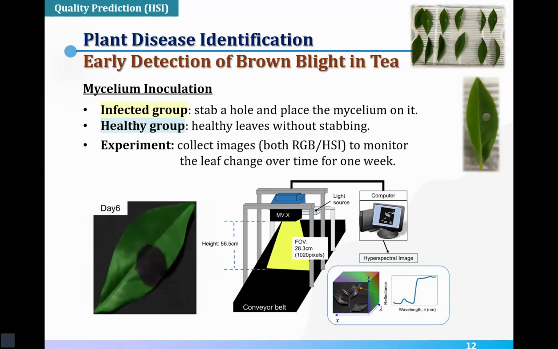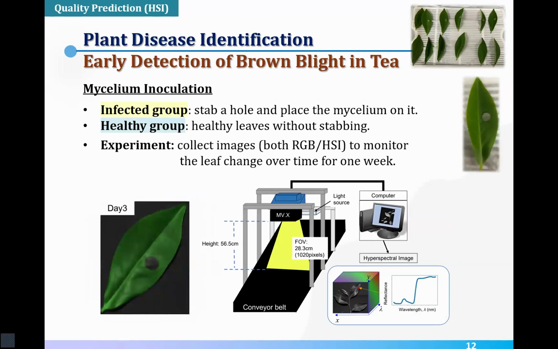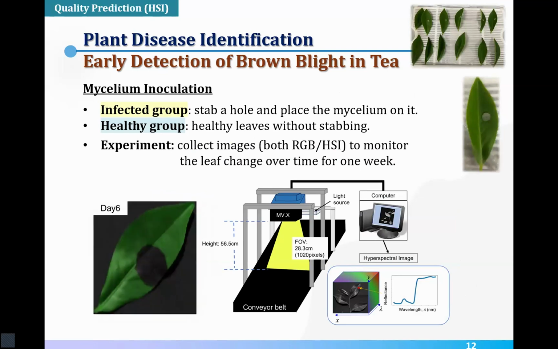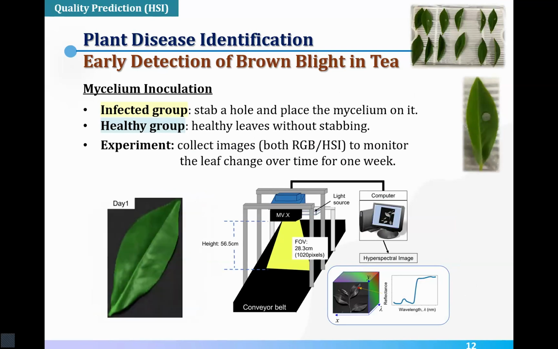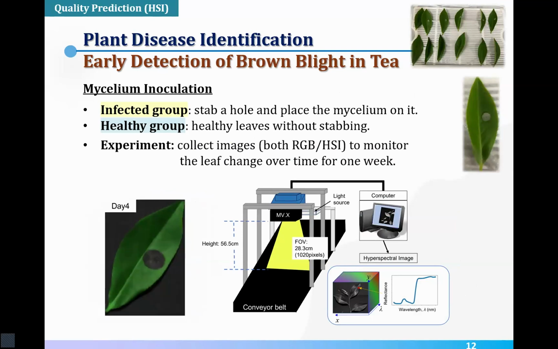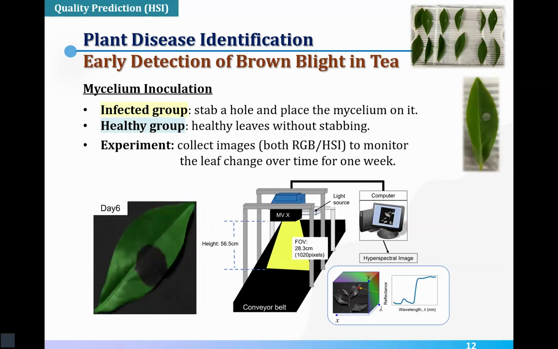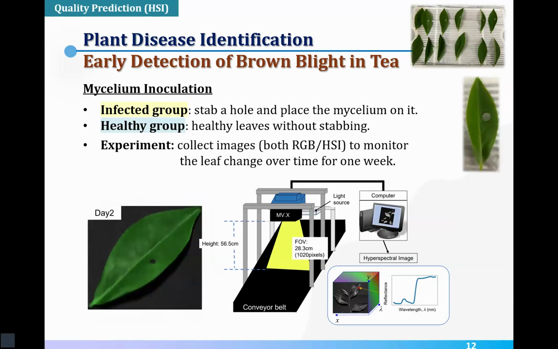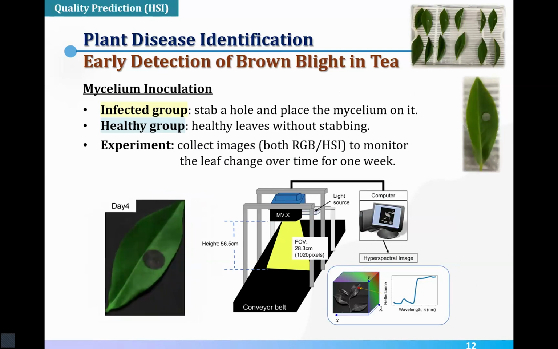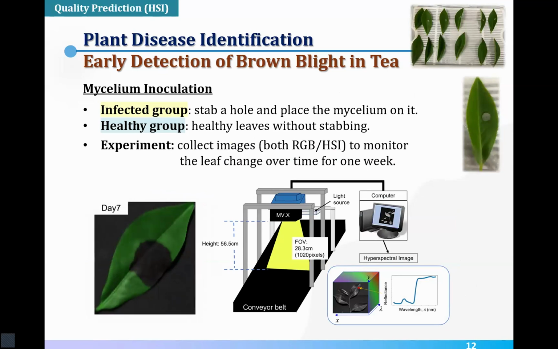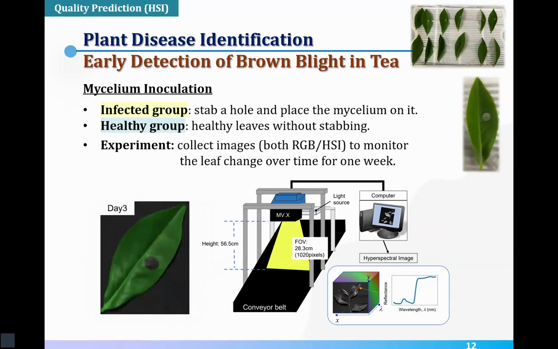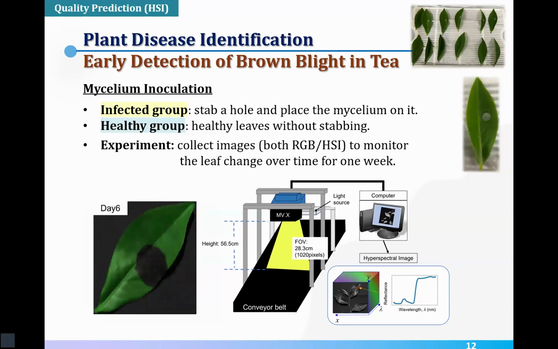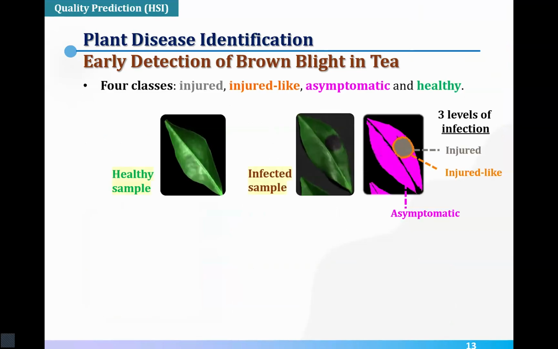Because we want to document the disease progression, we inoculated the leaves with the pathogen, forcing those leaves to be infected ourselves. And then we kept recording the data for a week, so we could know how it progressed. Then we tried to categorize it into 4 types. One is totally healthy, and the other 3 are different levels of infection.